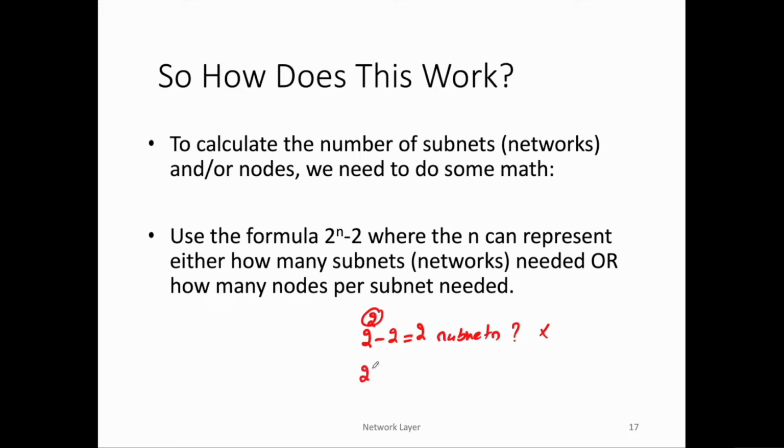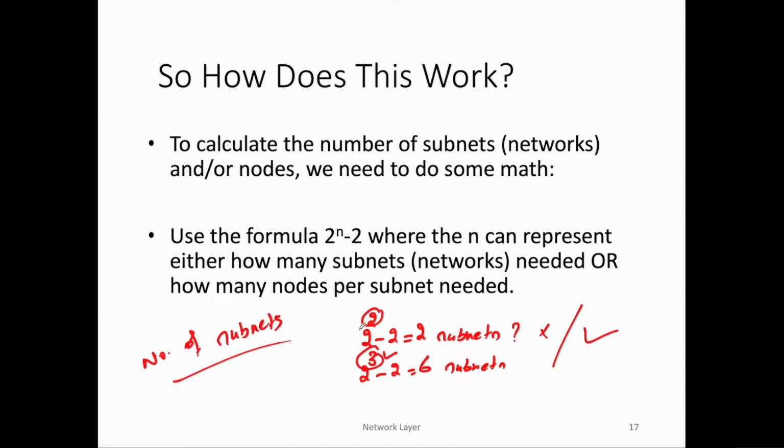Fine. So what if I borrow 3 bits? 2 raised to power 3 minus 2 is 6. That's okay, right? This is enough for this subnetting process, because we want to create 5 subnets. So this means 3 bits are enough. We are done with the first requirement, which is about the number of subnets.